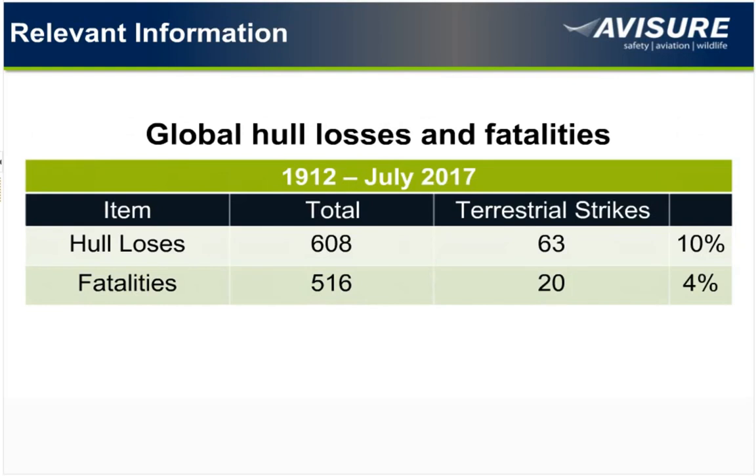And I guess the main point here is I've talked all about how terrestrial strikes oftentimes cause damage, but you'll see that they aren't particularly high when it comes to hull losses and fatalities. And that has to do with where and when terrestrial animals are struck. So generally speaking, the aircraft is moving at a slower speed. And generally speaking, they're on the ground, unless a kangaroo happens to jump off the ground or something like that. But that's why we don't see the rates being quite high for hull losses or fatalities.